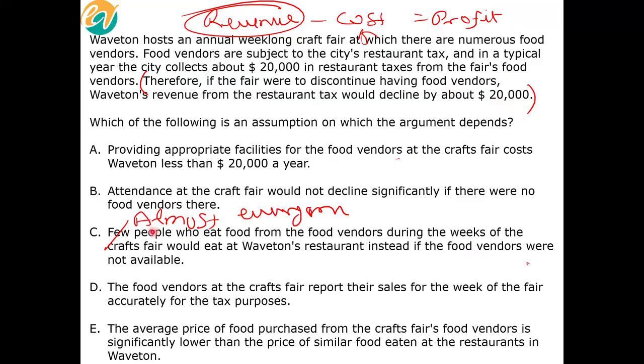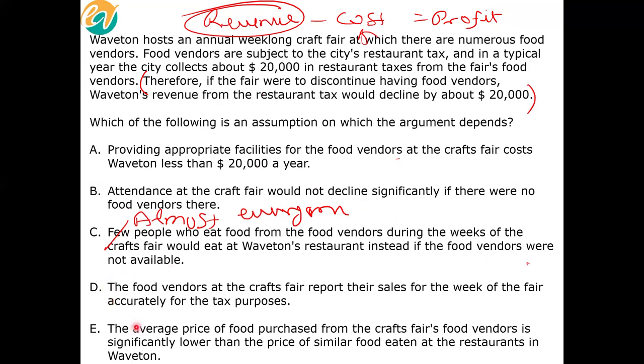All right. And I'm hoping now it's clear that if we negate Charlie, that if the food vendors were not available, almost everyone who was eating at the food vendors would now switch to the restaurants, then obviously that decline will not happen. So negating option Charlie is invalidating the conclusion.